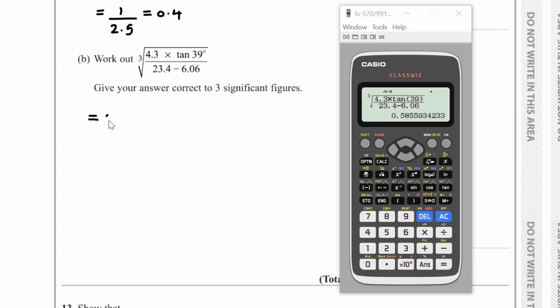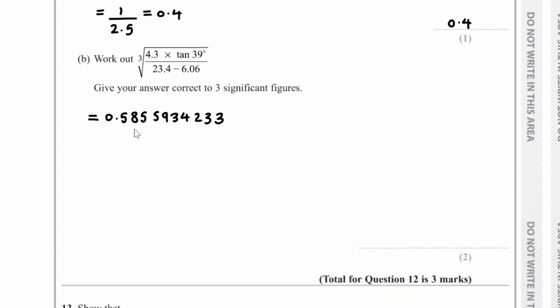So here we get 0.5855934233. And therefore to 3 significant figures, well, if we look at the third figure, the figure after it is 5 or greater, so we round this third one up. So here we get 0.586 to 3 significant figures.